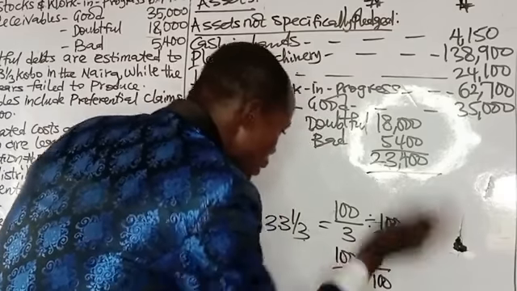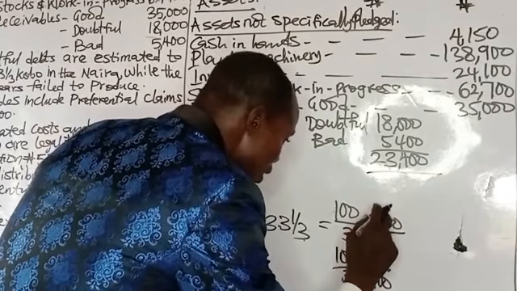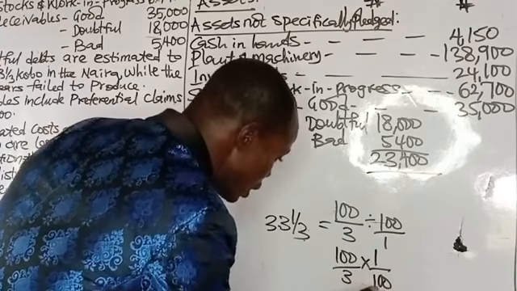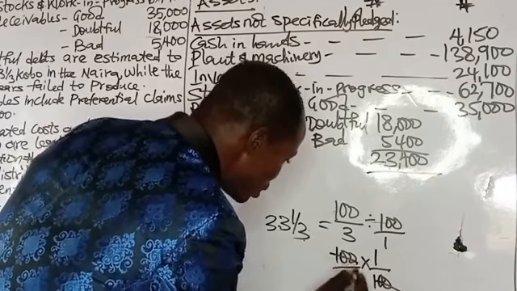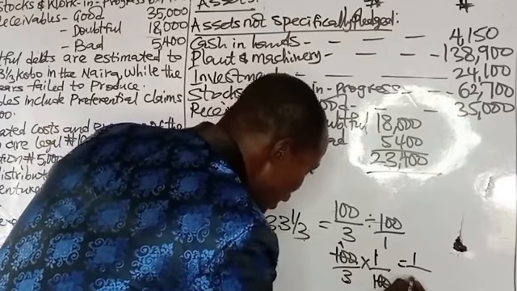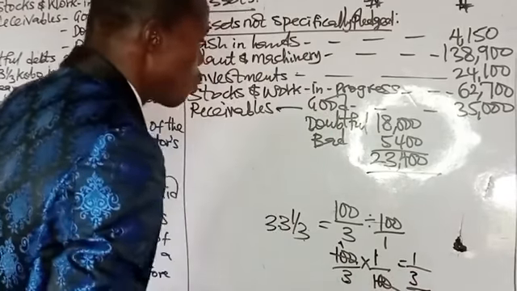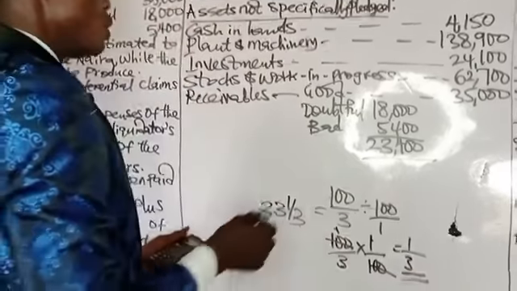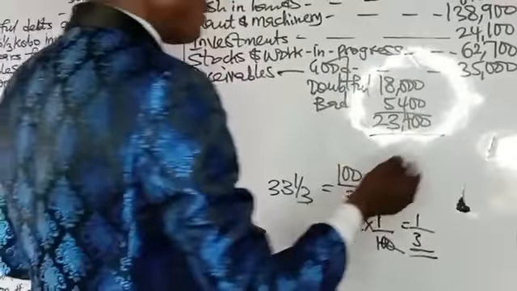So, the denominator becomes the numerator, and the numerator becomes the denominator. If 100 cancels 100, you have 1. 1 times 1, 1/3 times 1, 3. So the fraction becomes 1/3. That means no bad debts. You can't recover anything from it.